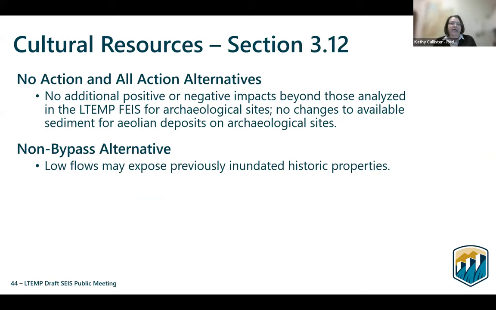All right. Under the no action and all action alternatives, no additional positive or negative impacts are expected beyond those already analyzed in the LTEMP final environmental impact statement for archaeological sites. And we see no changes to available sediment for aeolian deposits to be transported to cover archaeological sites. For the non-bypass alternative, low flows may expose previously inundated historic properties.